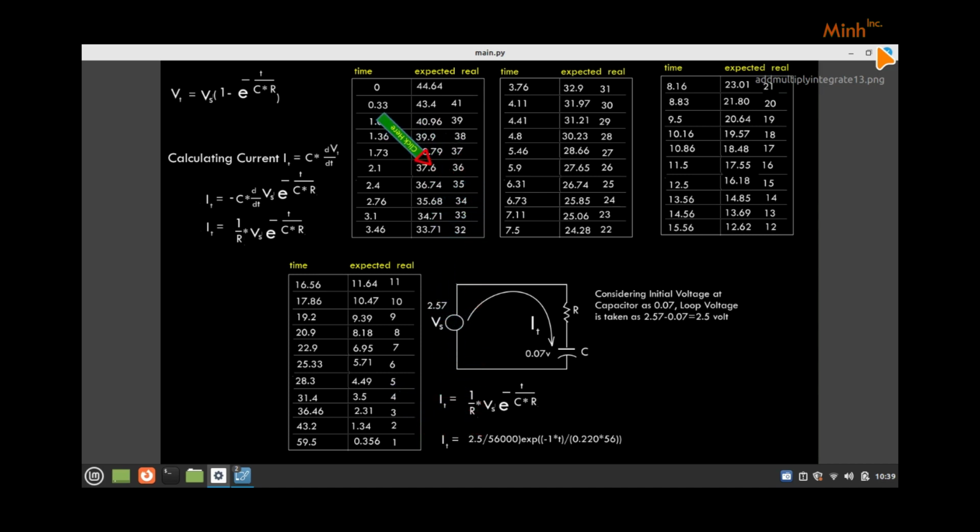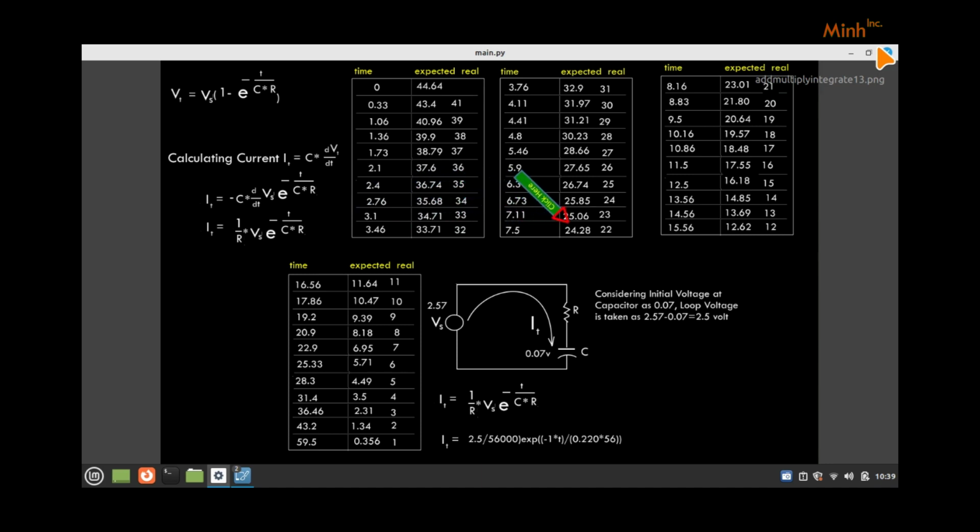This is the theoretical I, what we expect based upon the equation. This is the practical I, what we are getting. Theoretical is 43.4, practical is 1. Theoretical is 33.71 at the time 3.46 seconds. Practical is 32 at 7.5 seconds.